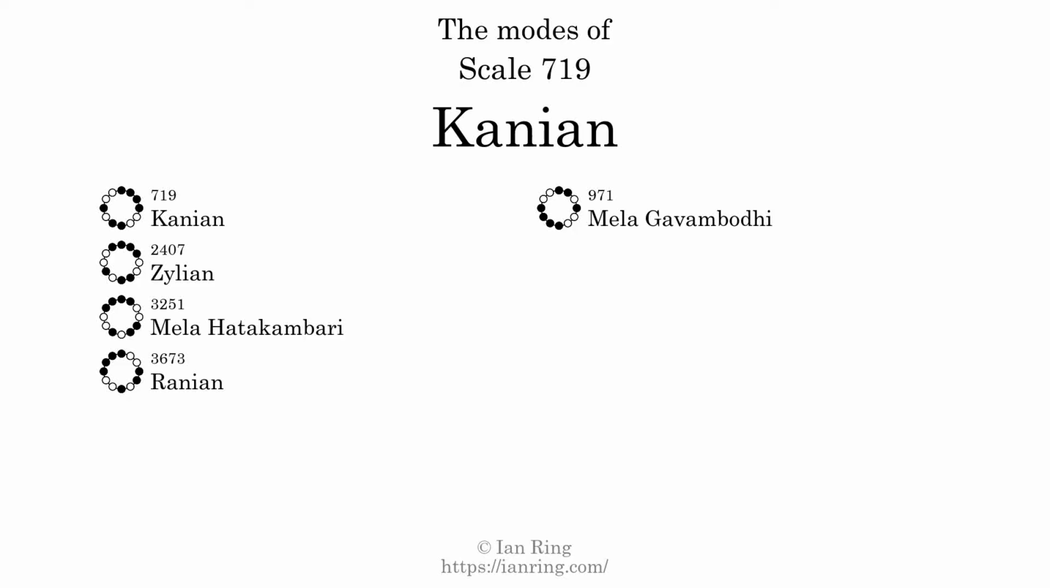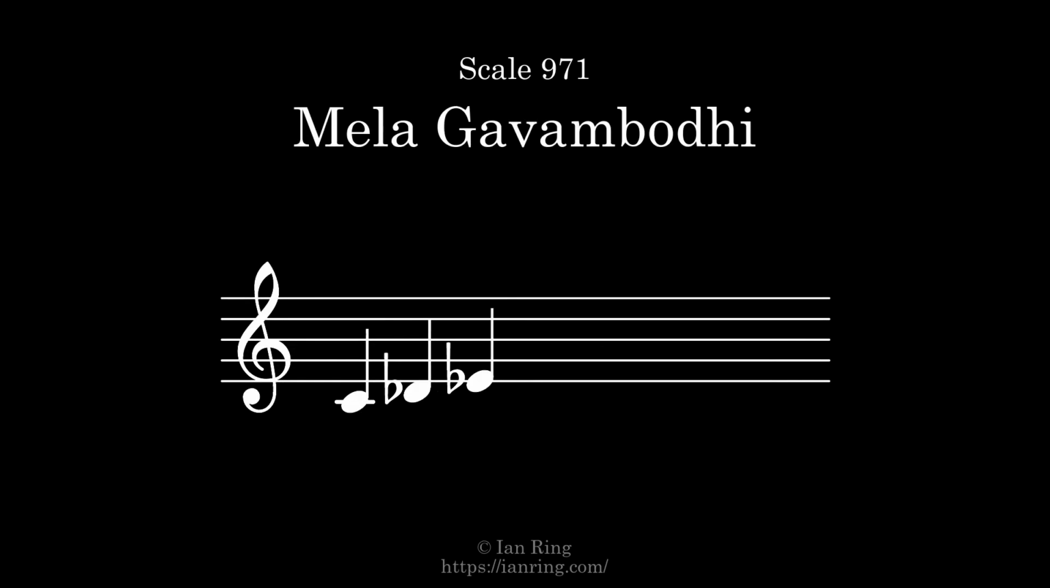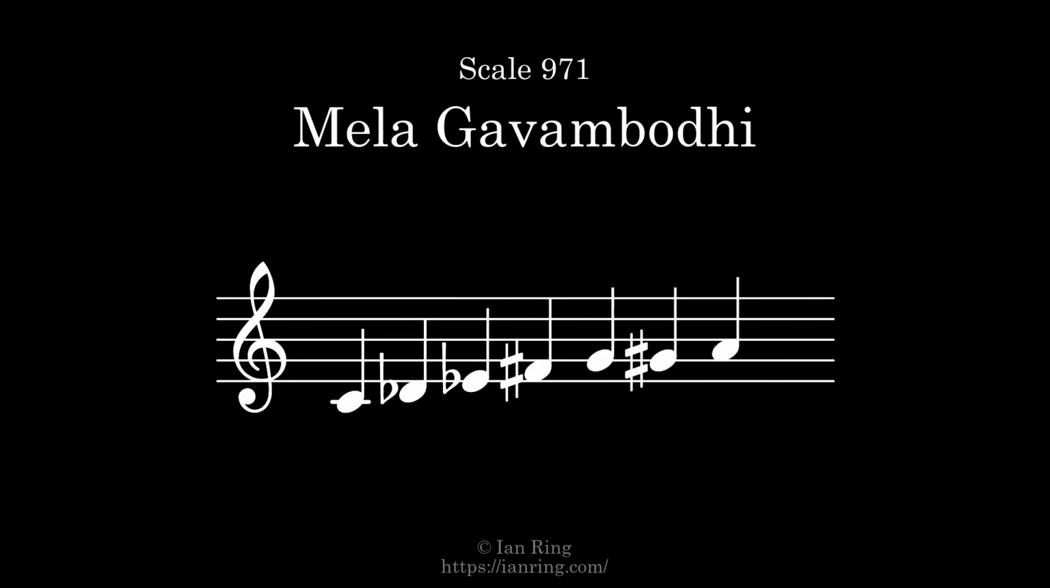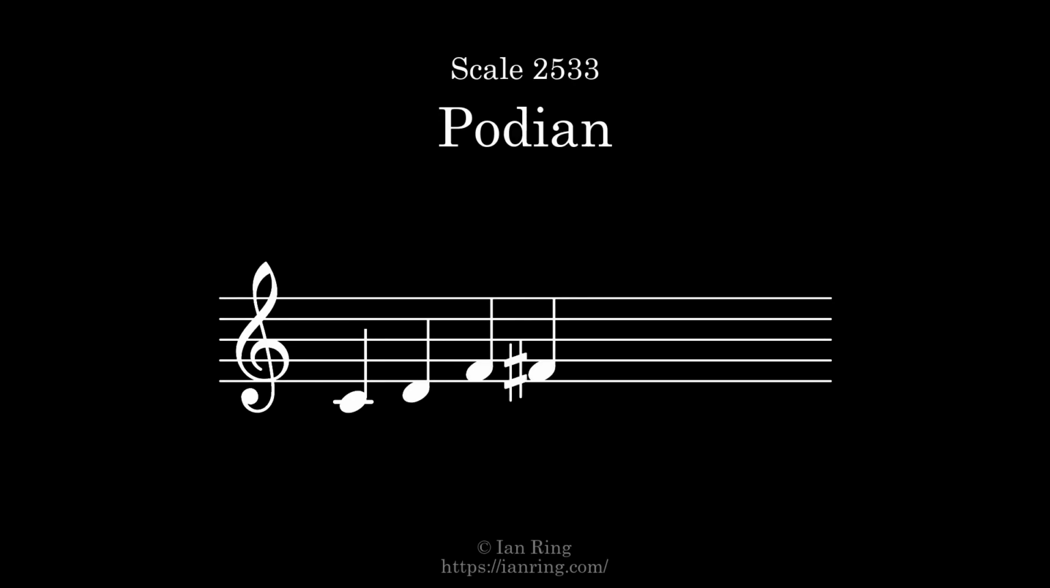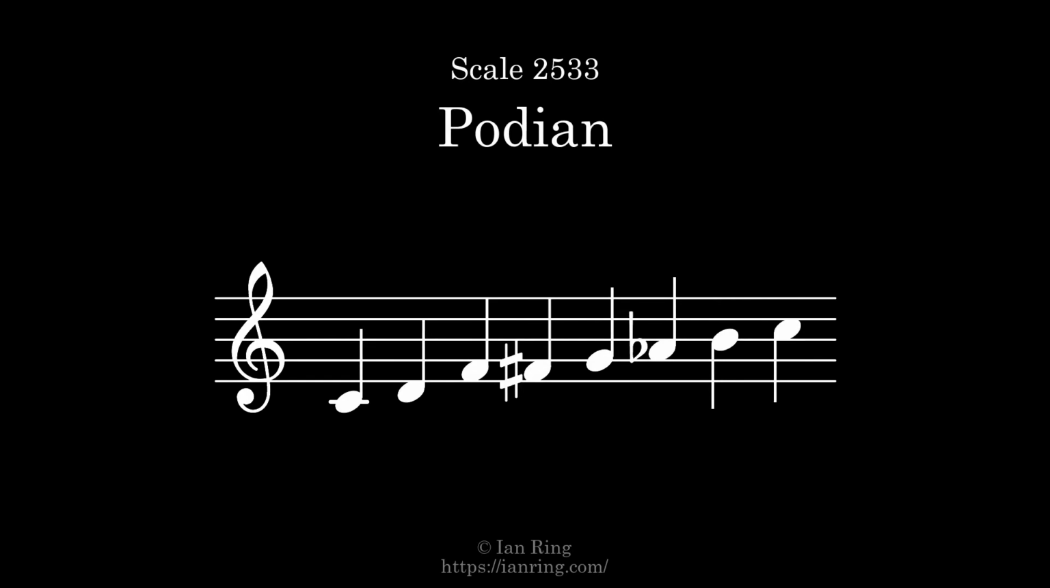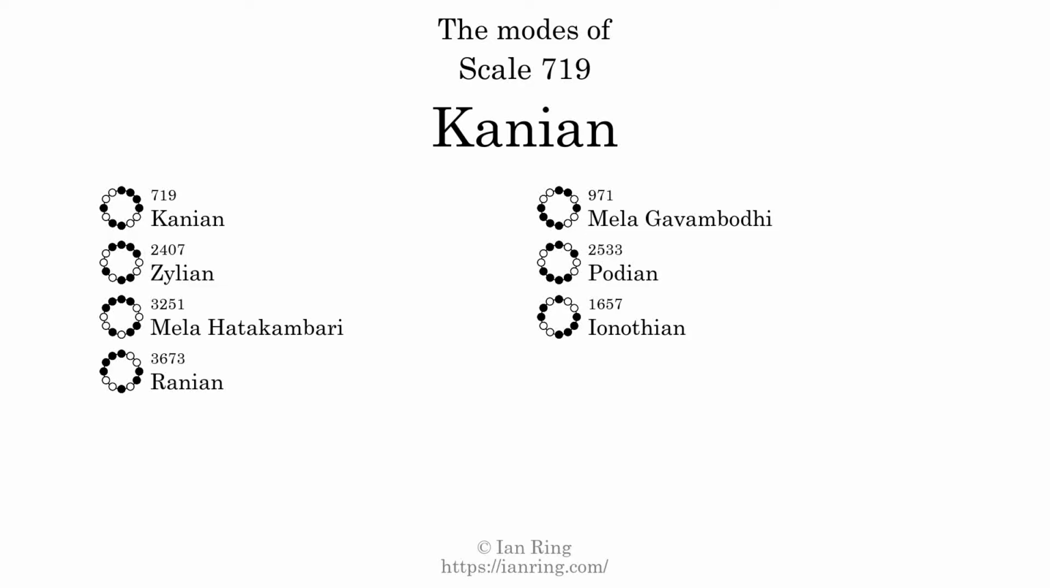The fifth mode is scale 971, also known as Mila-Gavambodhi. It sounds like this. The sixth mode is scale 2533, also known as Podian. It sounds like this. The seventh and last mode is scale 1657, also known as Arnothian. It sounds like this.